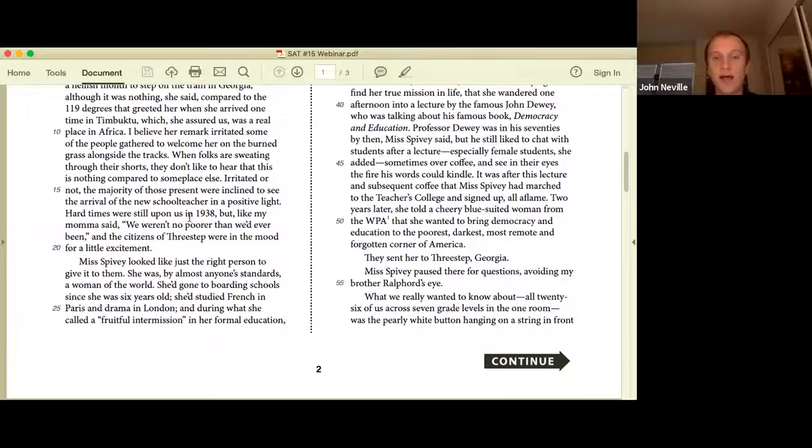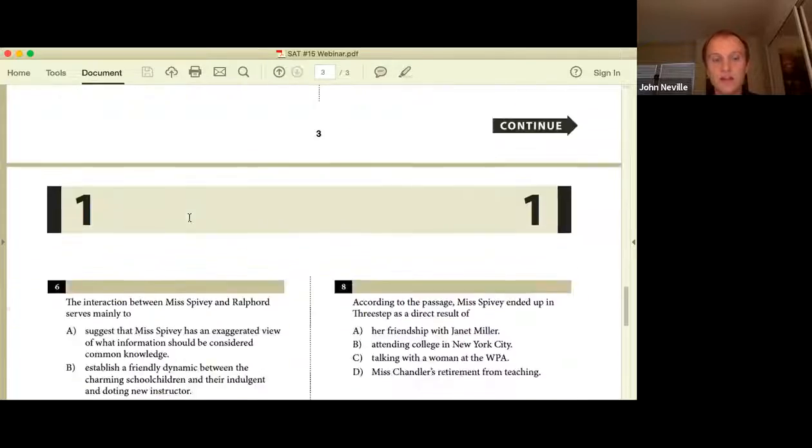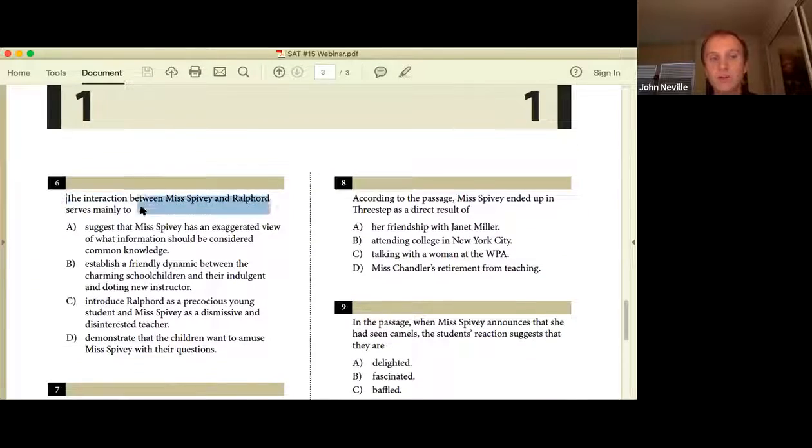Another way that I really like, that I'll teach you through example, is that questions that don't have line references will oftentimes have proper nouns in the question. So here it says, the interaction between Miss Spivey and Ralford serves mainly to, okay? From reading this passage, you will figure out that Miss Spivey is the main character, right? Ralford is a secondary character.